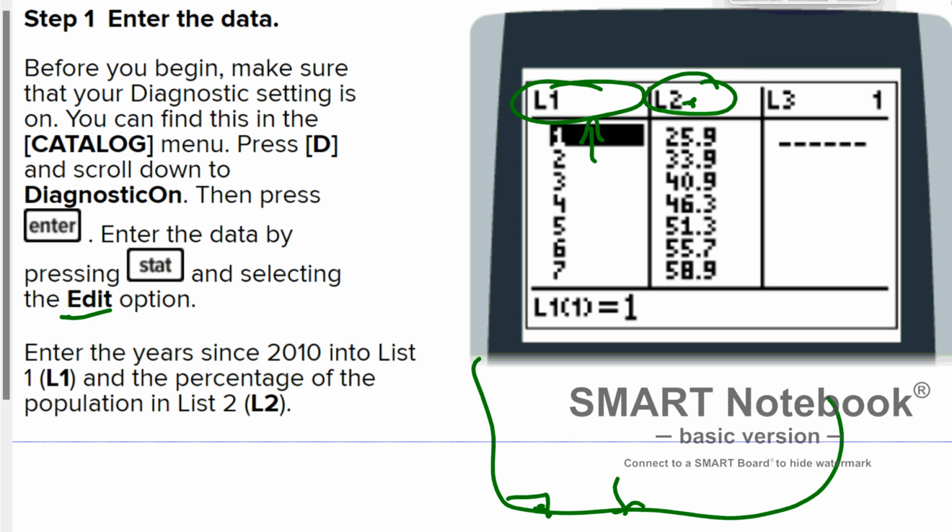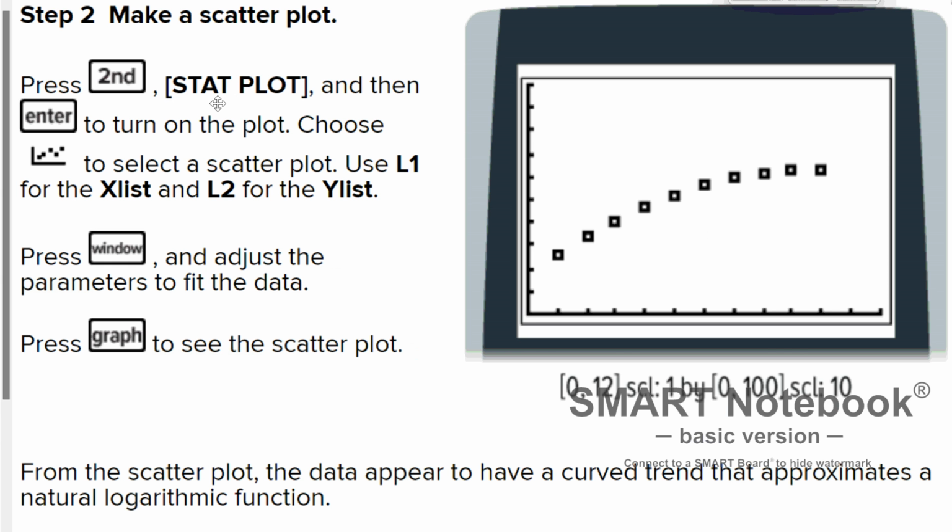Okay, and then step 2. Once you have that in, make sure your stat plot is on, and all you need is one stat plot on. So you hit second, stat plot. There should be a list of 3 in there. Look through them. Which one has L1 as your X list and L2 as your Y list and nothing else? Turn that one on, and turn all the rest off.